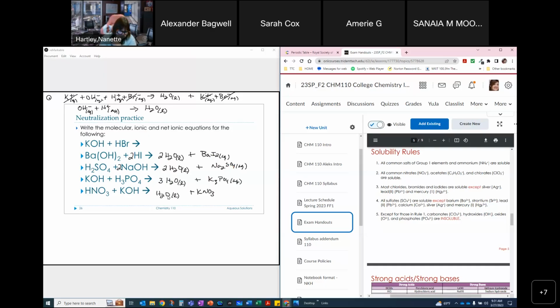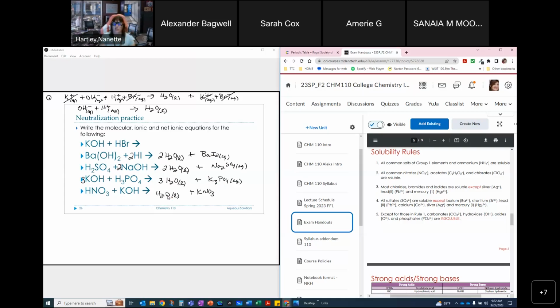When I look at this one, I know that I have three H's that are here, so I need three OH's to make three H2O. And of course, that means that I end up with a K3PO4. Okay, so I need to have the same number of OH as I have H, so there needs to be parity there. I have one H here, and I have one OH here, so I end up with an H2O plus KNO3. Okay, so that's how I know how to balance those.